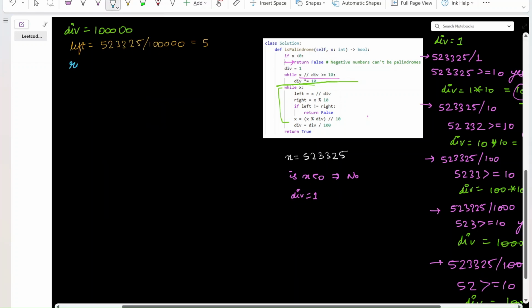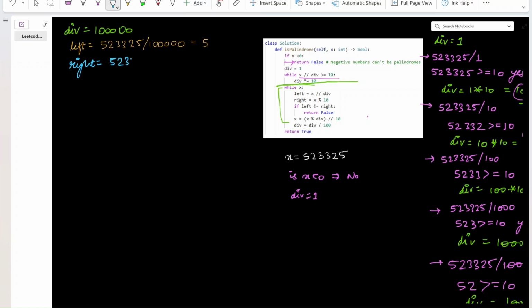Then we figure out right, which is equal to 523325 %10. When we do %10, we get the rightmost value. This is equal to 5. So we have checked this and this. Now we need to check if left is equal to right. So we check, is left equal to right? So our left is 5. Is it equal to 5? Yes. So we don't enter this condition, but then we go to update our x.